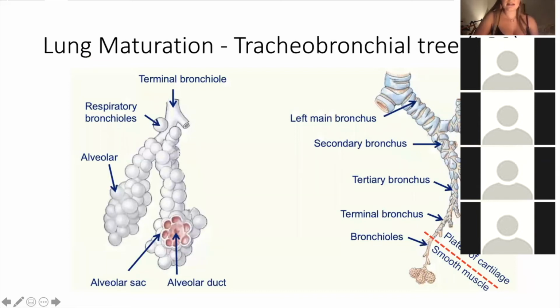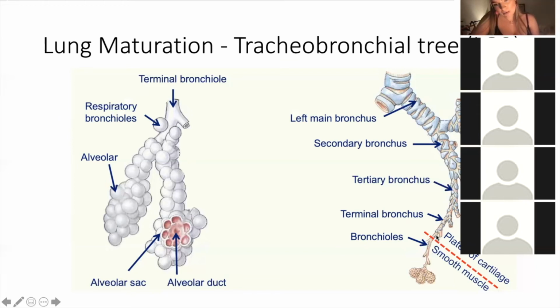Again, this is quite simplistic. It's just a repeat of what I've said earlier. So we have continual development of this bronchial tree. So we start off with our left main bronchus and right main bronchus. Then we go to our secondary bronchus, our tertiary bronchus, a terminal bronchus, as you can see down here. And at this point, all these structures have plates or rings of cartilage, which you can see. So these blue bands are cartilage, and this keeps the bronchi very rigid and stops them collapsing basically.